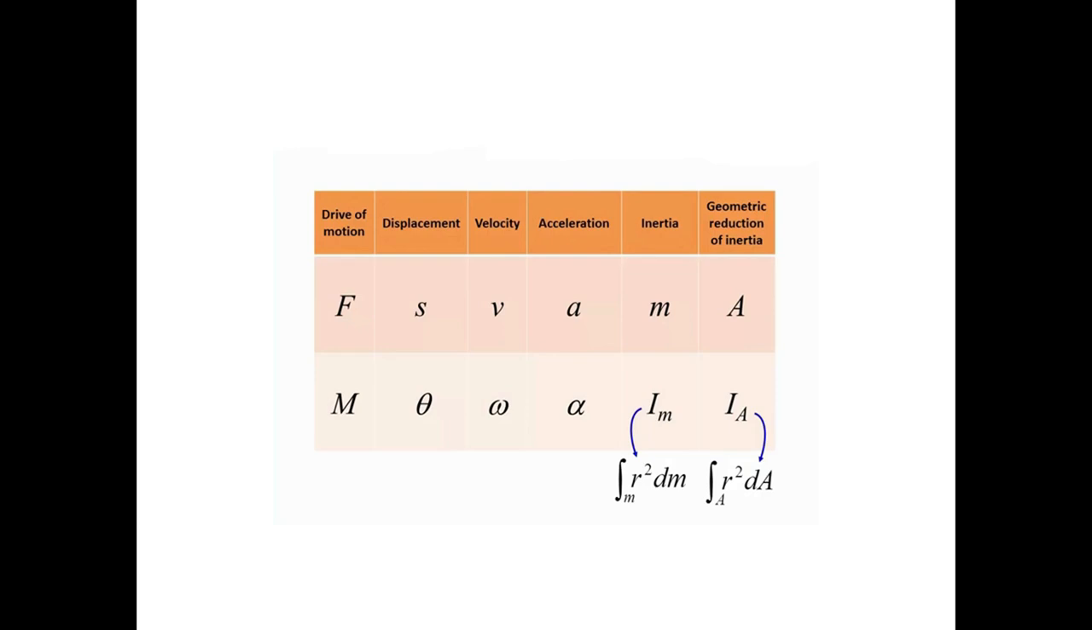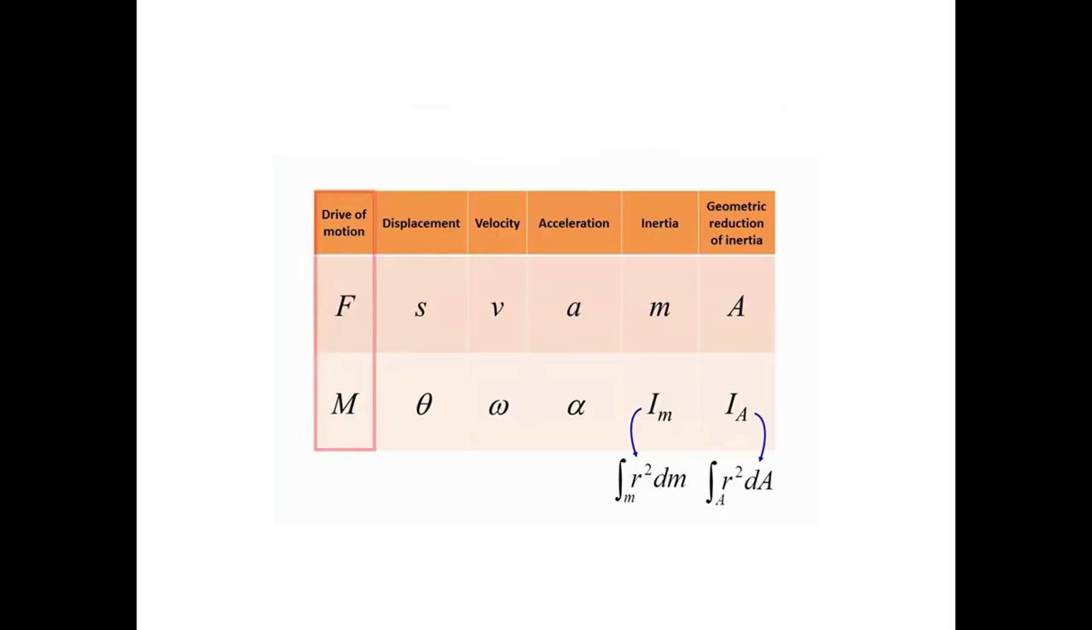The first row of this table deals with the translational motion, and the second row deals with the rotational motion. For the driving force, we have force versus moment of the force. For displacement, we have linear displacement versus angular displacement theta, which is an angle.